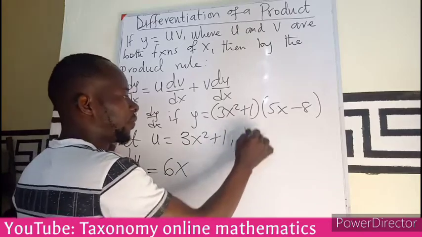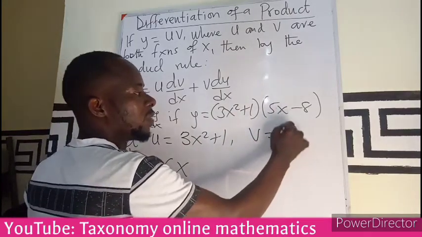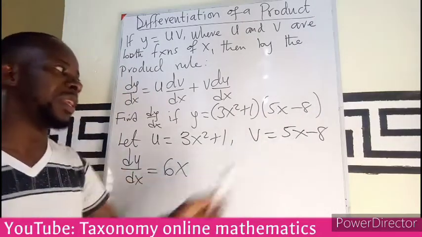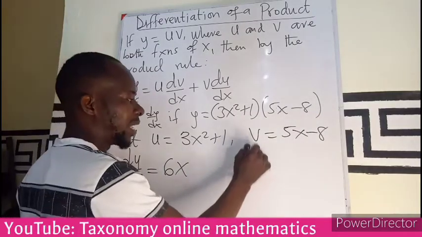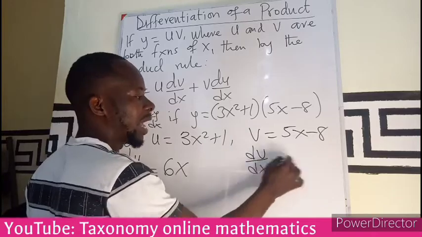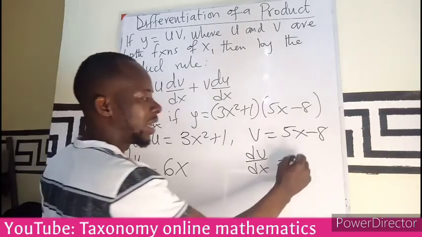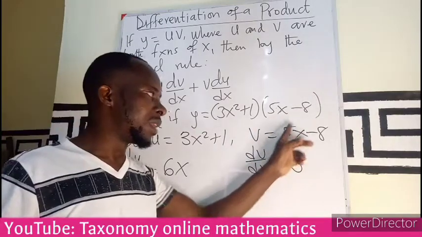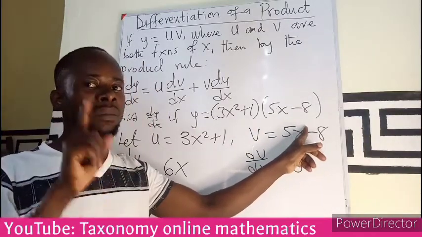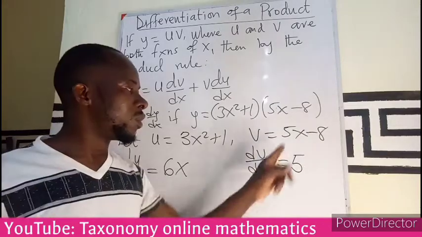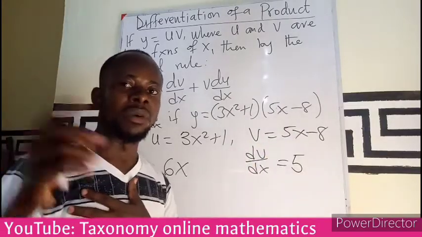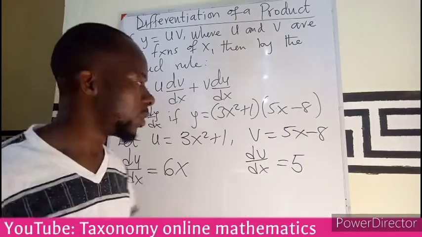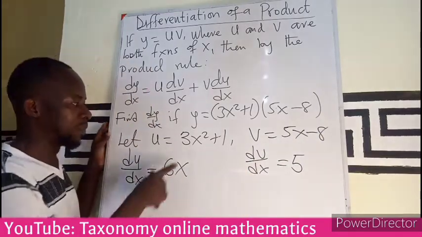Then if we let v also equal 5x − 8, so this is our v, then it also implies that dv/dx is just going to be nothing but what? 5. Because if we differentiate this, the exponent is 1. So 1 minus 1 will give us 0. So a number raised to the power 0 always gives us 1. If we differentiate a constant, we get 0. So now we have our 4 terms.